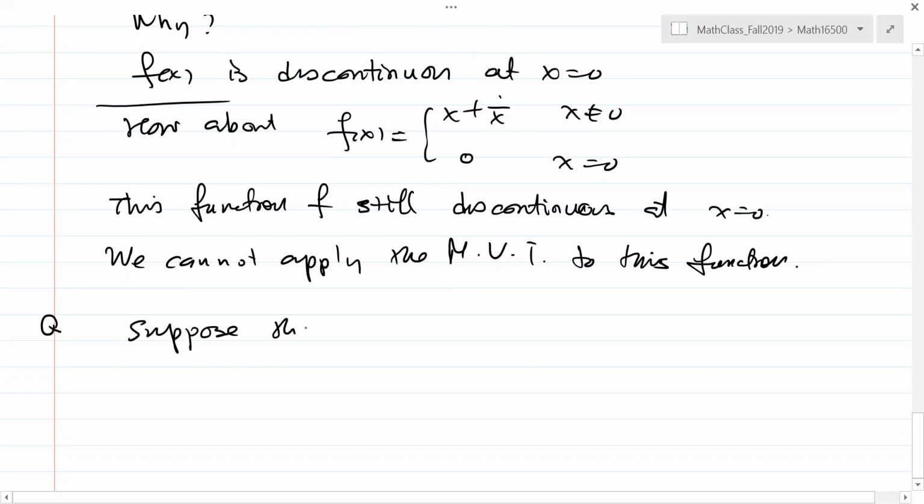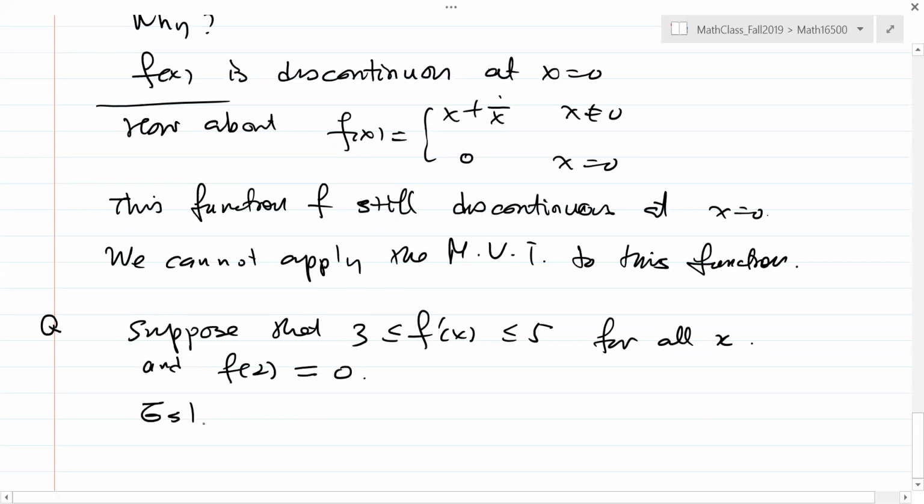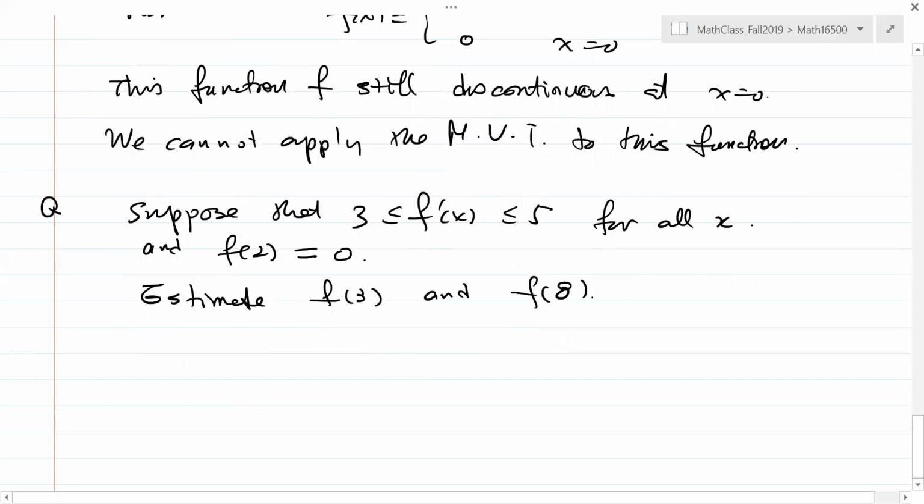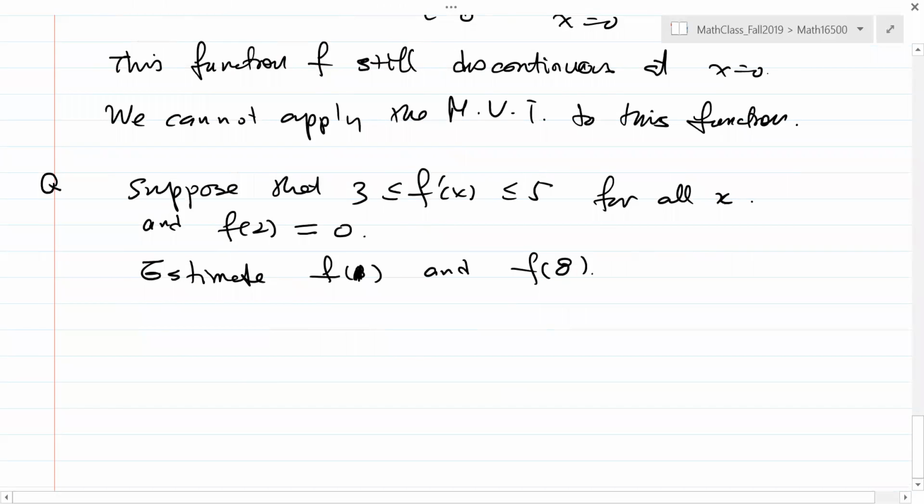Suppose that the derivative of a function is always between 3 and 5 for all x. But I also know that the value of the function at 0 equals 0. Estimate f of 3 and f of 8. Can you give me some estimate? f of 3, all right, let's get some estimate.